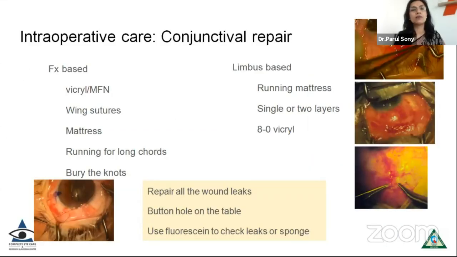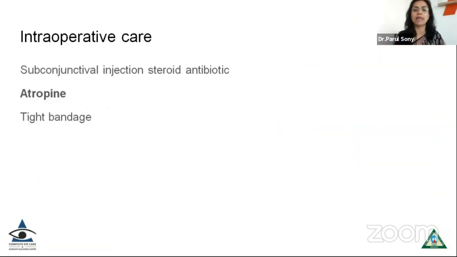Now, conjunctival repair can be done using a running suture in a fornix-based or limbus-based flap, or interrupted sutures on a fornix-based flap. But please repair all the wound leaks and buttonholes on the table. One can use fluorescein to check for the leaks.